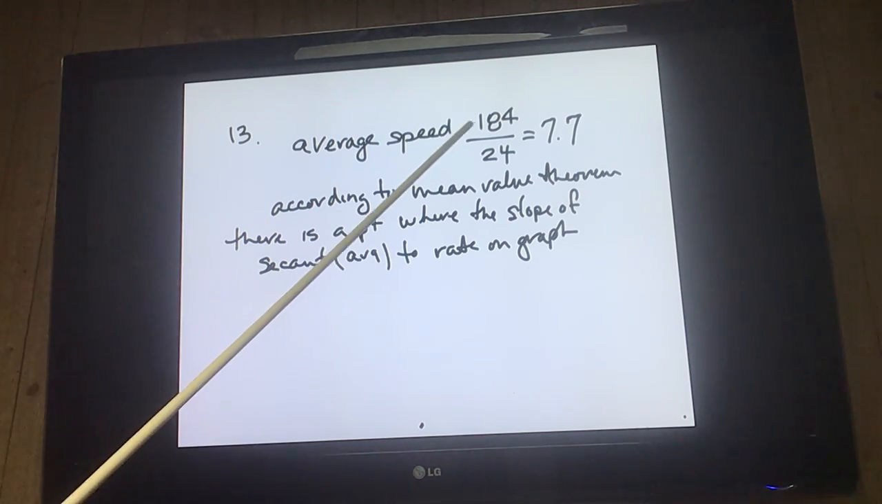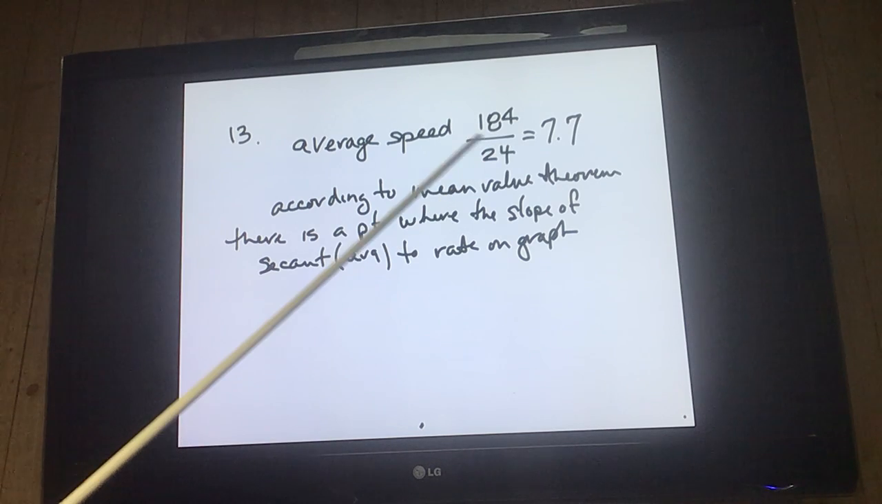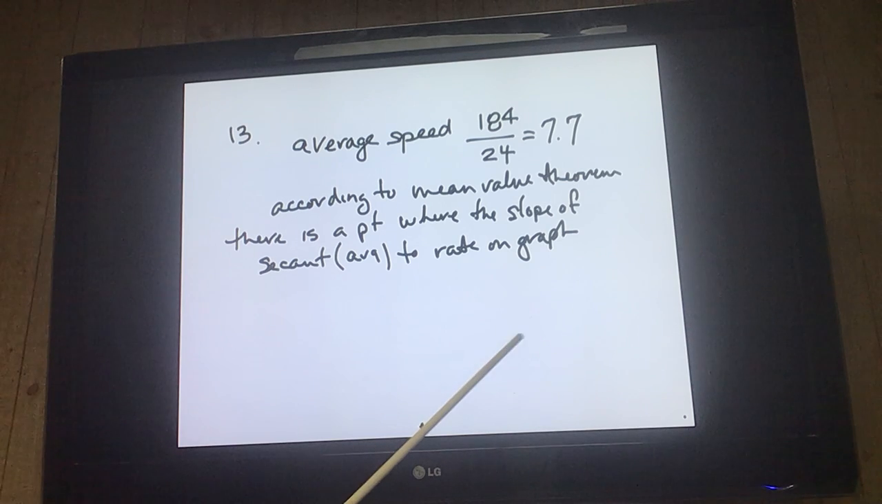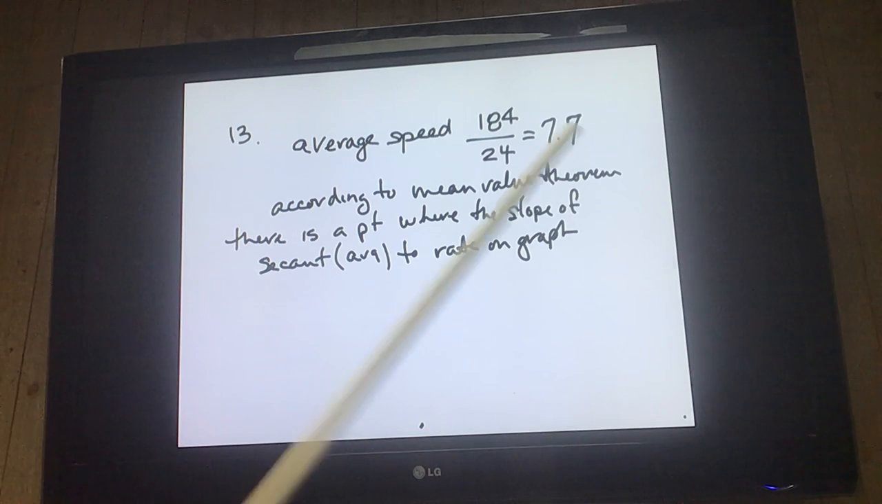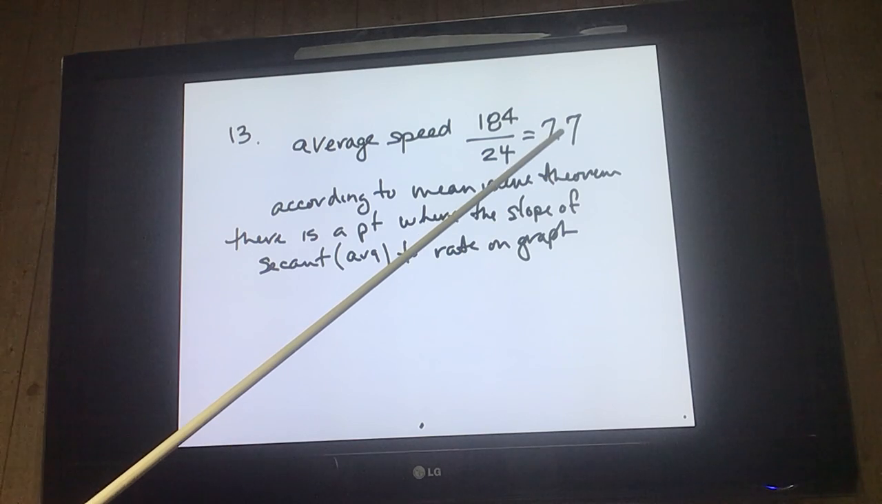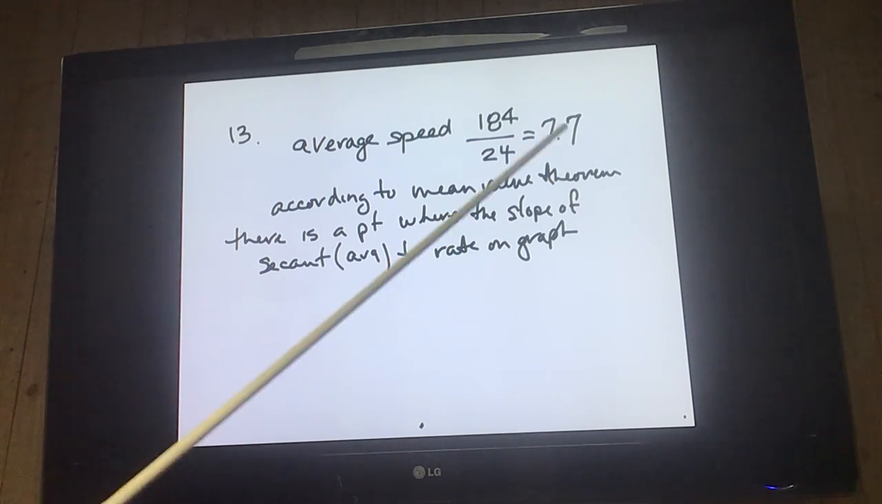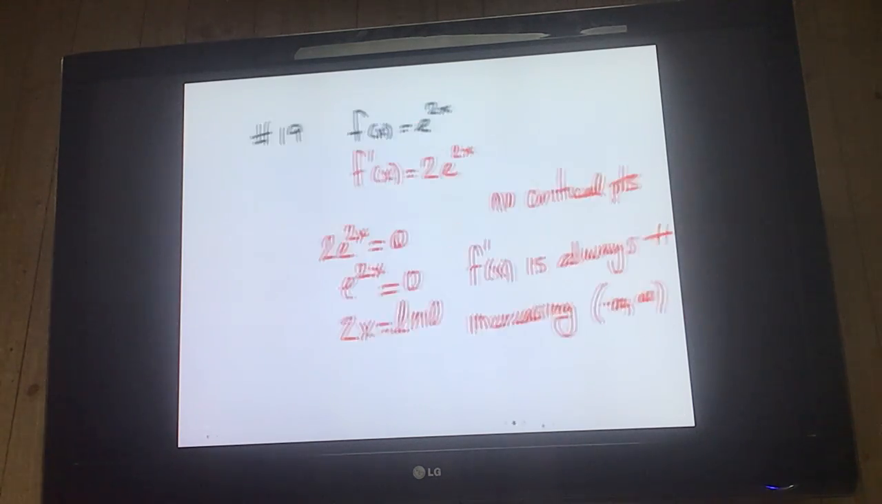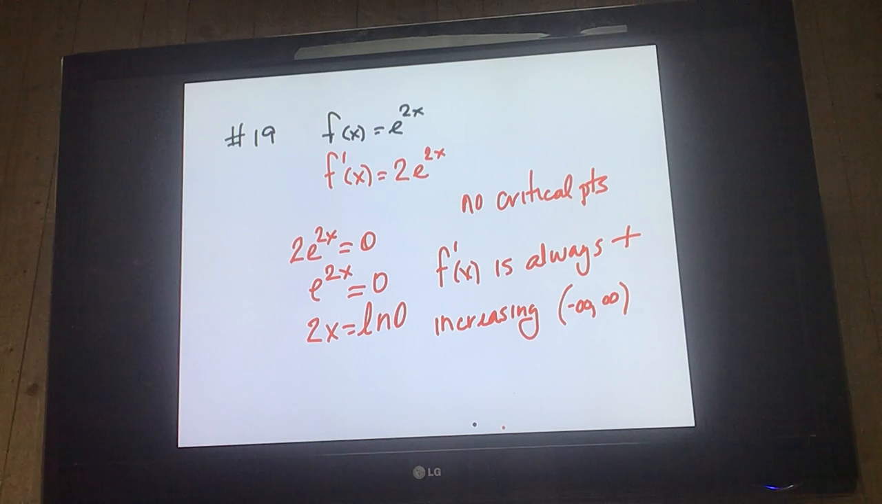And again, this is the slope of my secant line. The mean value theorem says on that graph there is a point somewhere where the slope of the tangent line, which is my instantaneous velocity, my instantaneous rate of change, is equal to the slope of the secant line. The secant line is 7.7, so there's a point on that graph where the instantaneous rate was 7.7.